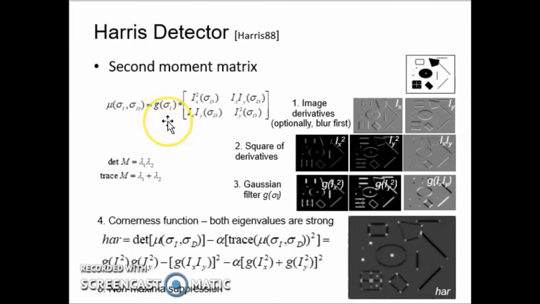For example, over here we are doing Gaussian filtering of the images. Then we have to calculate this matrix, and for that we need to calculate Ix, Iy, Ix squared, Iy squared, and all these values. Then the Harris cornerness function is calculated. This is the equation of the Harris cornerness function, and this is followed by non-maximum suppression in order to eventually find the corners.